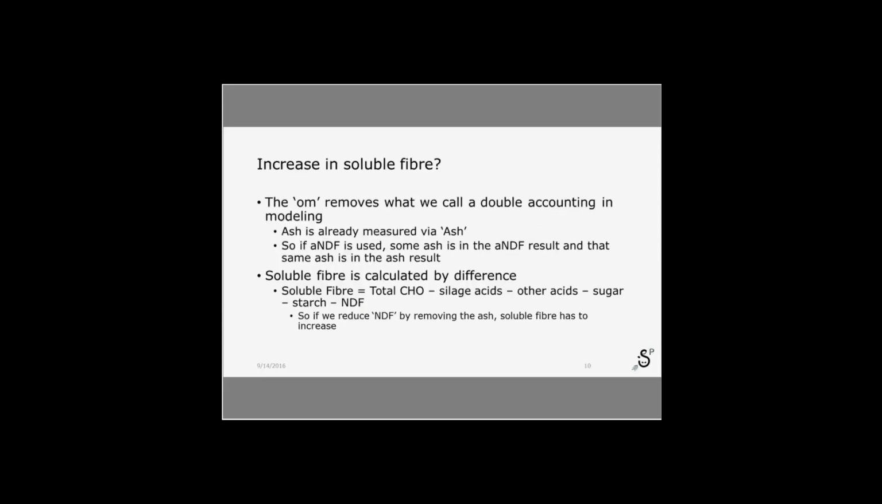And remember, we calculate soluble fiber by difference. So it's total carbohydrates minus acids, minus sugar, minus starch, minus NDF. So it's basically the kitchen sink. It's everything that's carbohydrate that we don't directly measure. So this is the pool that we're manipulating by going to the OM.